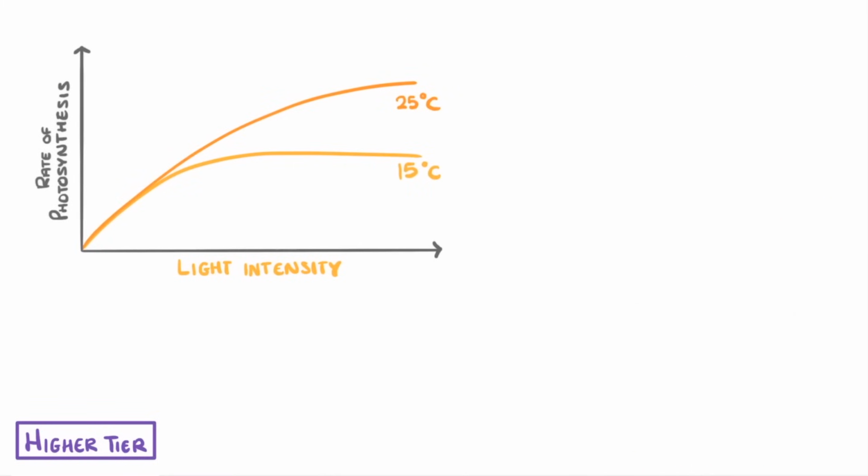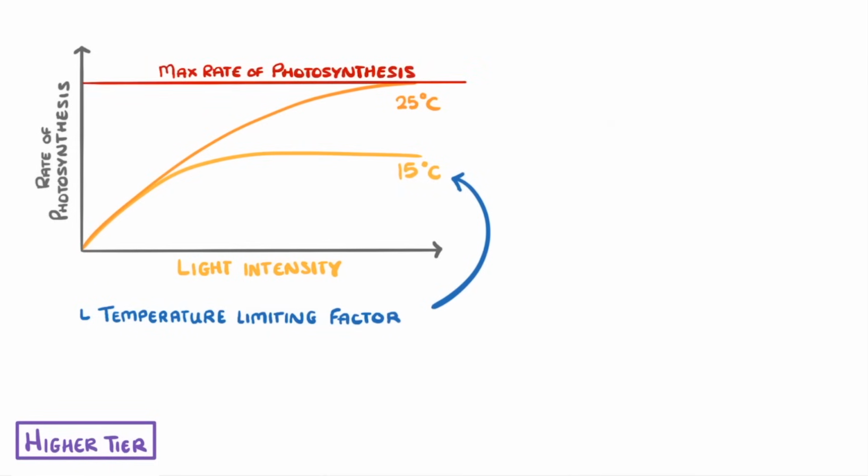Okay, getting back to these graphs. You'll sometimes see that more than one limiting factor is shown within a single graph. For example, this graph has two curves on it, so it's representing two different experiments. Both of them show how light intensity affects photosynthesis, but one of them was done at 15 degrees Celsius, and the other was done at 25 degrees Celsius. By comparing these two curves, we can see that it must have been the temperature that was the limiting factor in the 15-degree experiment, because when the temperature was raised to 25 degrees, the maximum rate of photosynthesis was much higher.